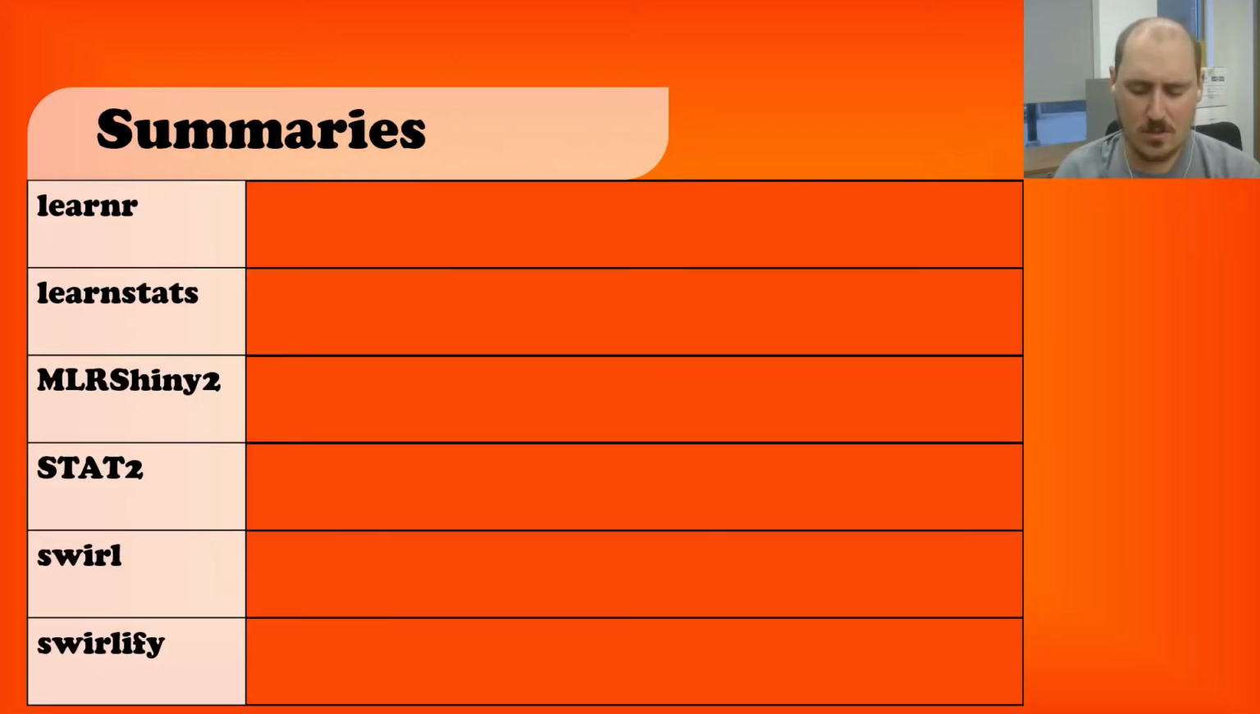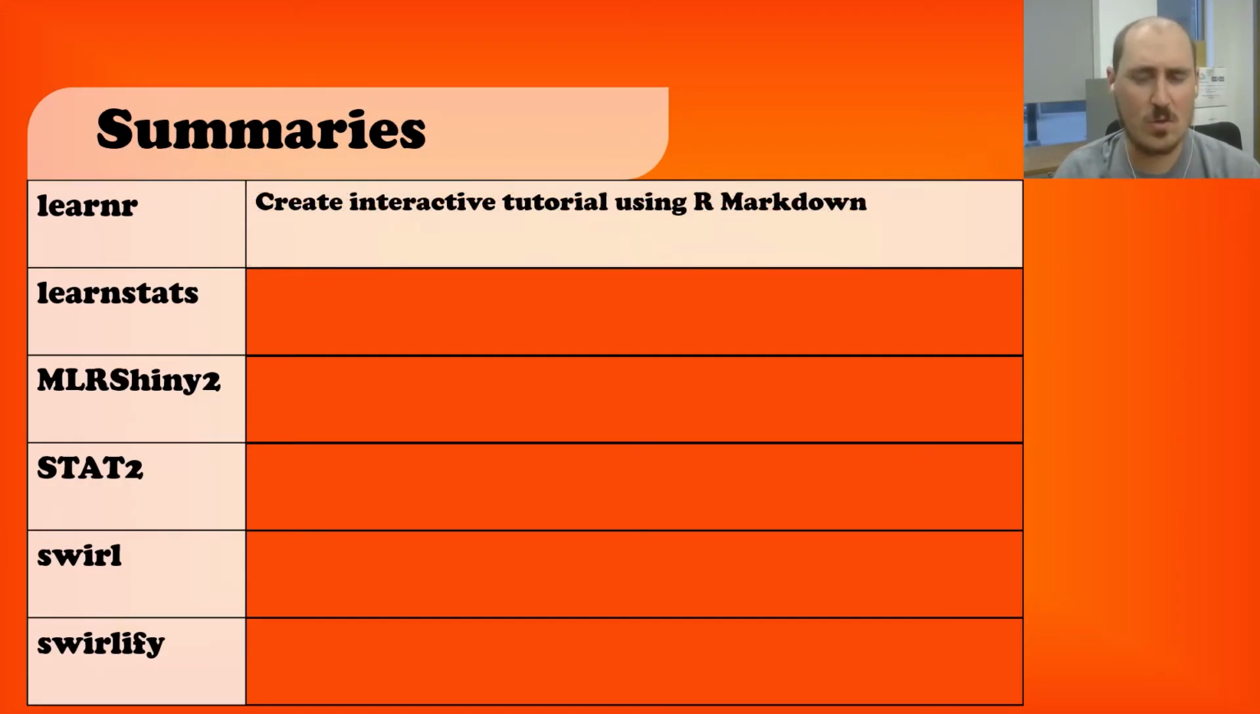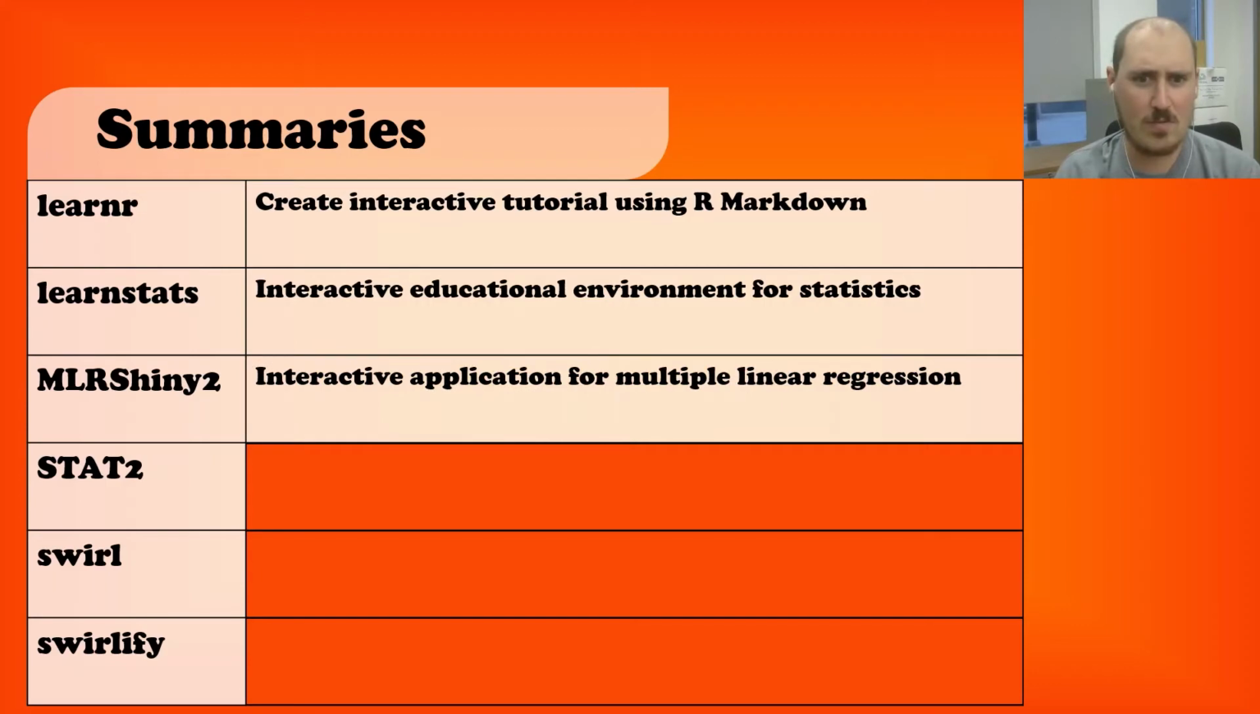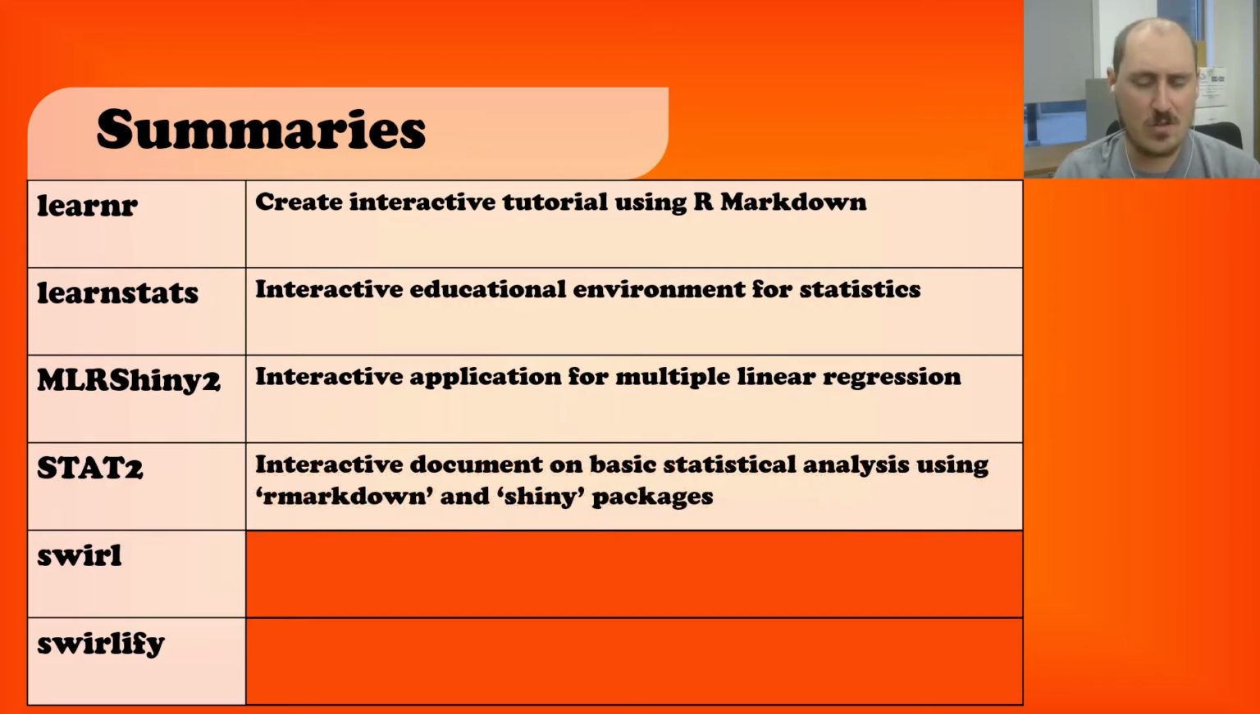Here are the summaries. So with learnr, it's the ability to create interactive tutorials using R Markdown. LearnStats is itself an interactive education environment for statistics. MLR Shiny 2 is an interactive application for specifically multiple linear regression. In a similar vein, Stat 2 is an interactive document, but this is now for basic statistical analysis, and it has both R Markdown and Shiny packages.